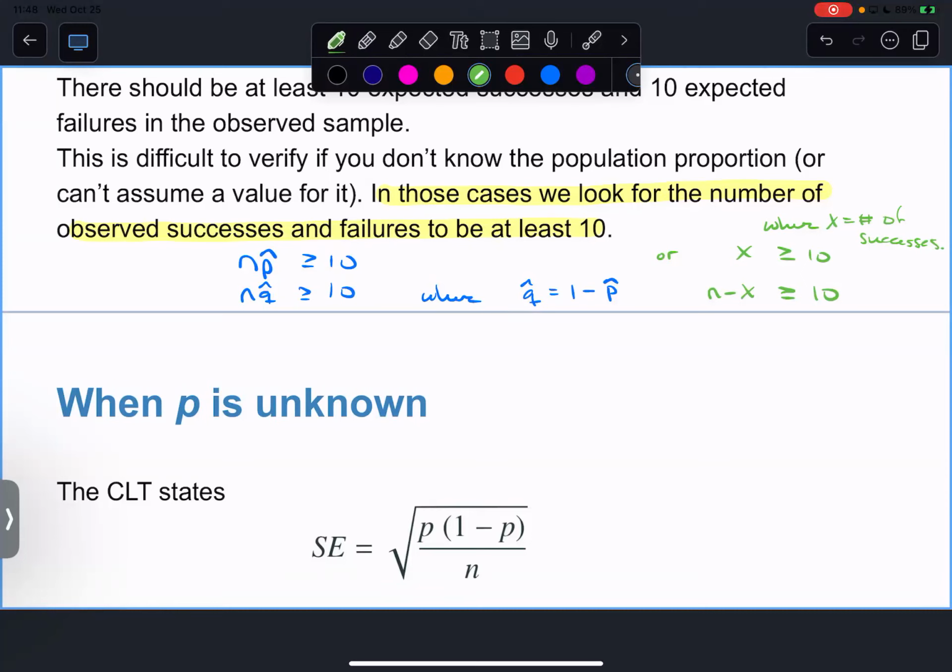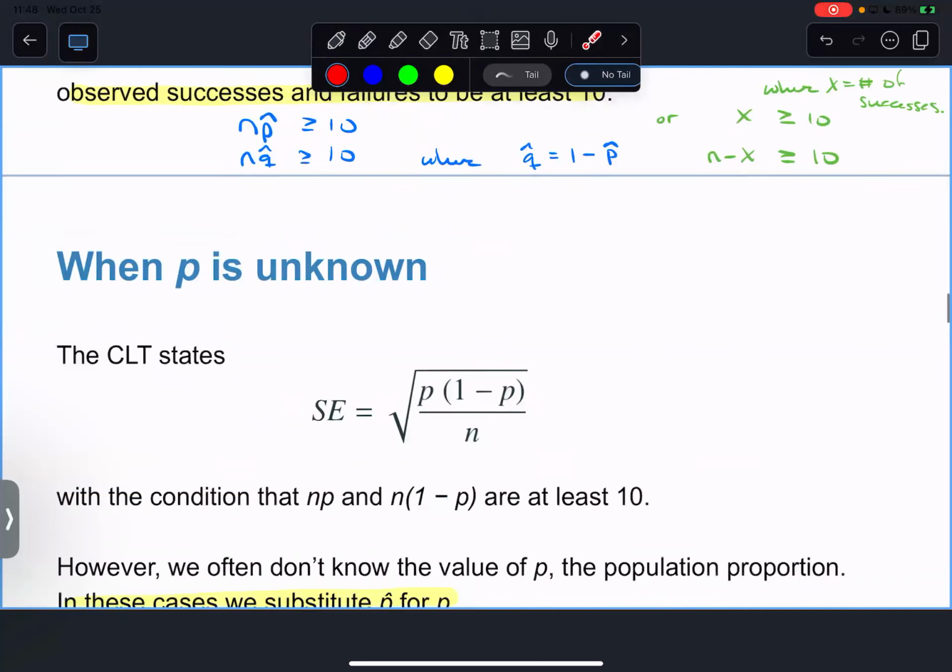If I tell you 31 out of 40 dentists recommend Colgate, then I have 31 successes. I don't need to do the 31 over 40 to find that decimal and then multiply it by 40, because then I'm just canceling out to get to 31 anyways. But this will always work, but here's a shortcut if you want it. If you have x.